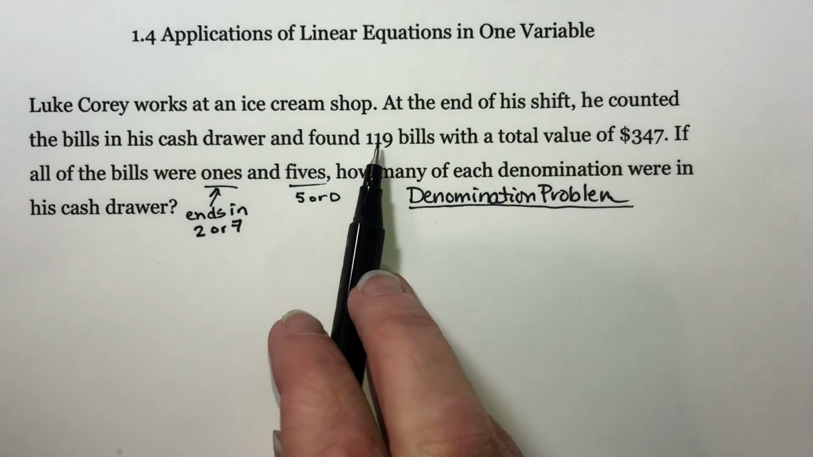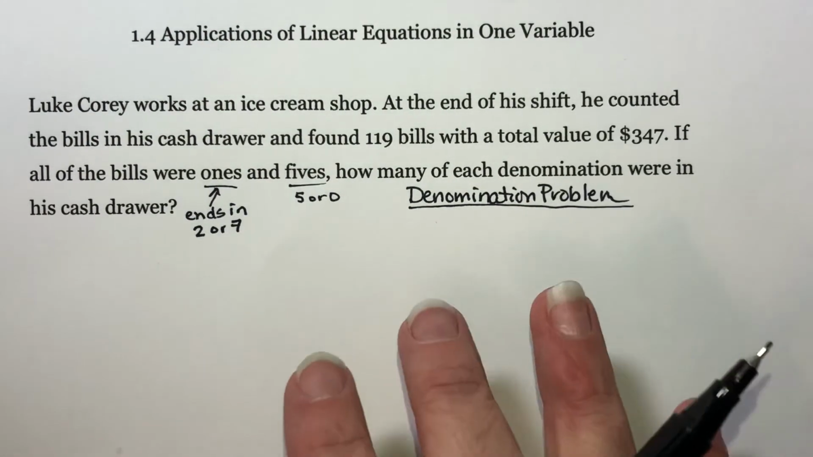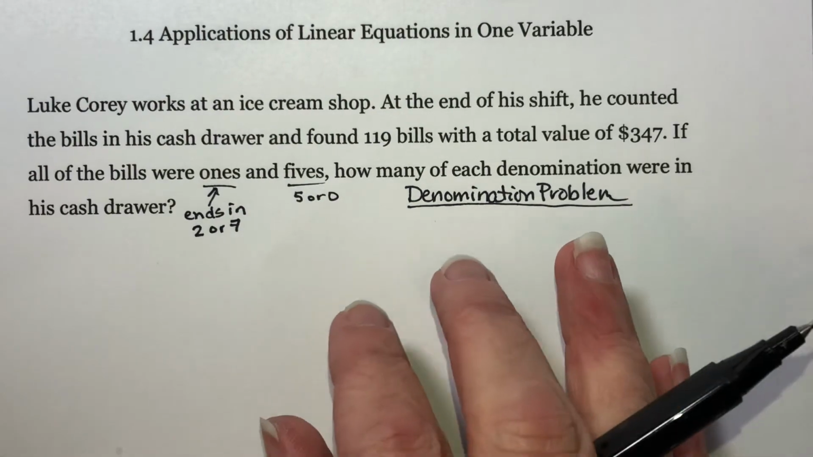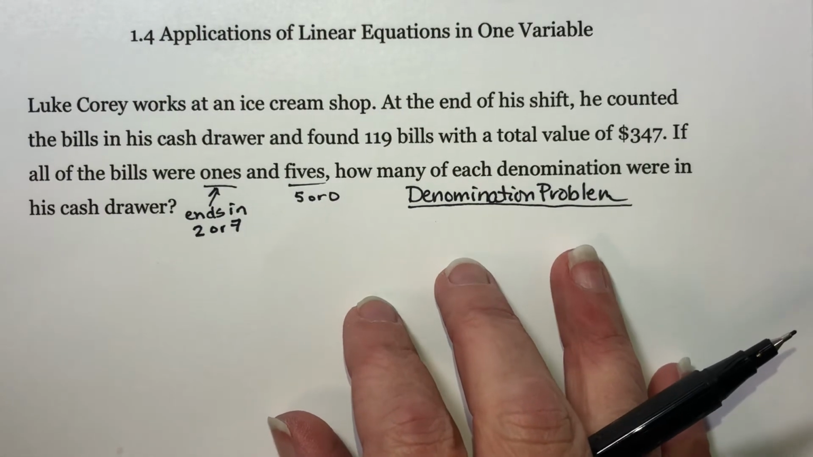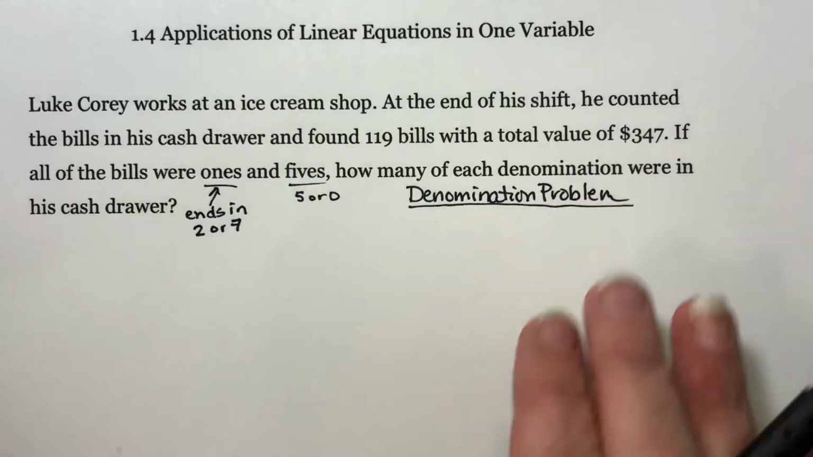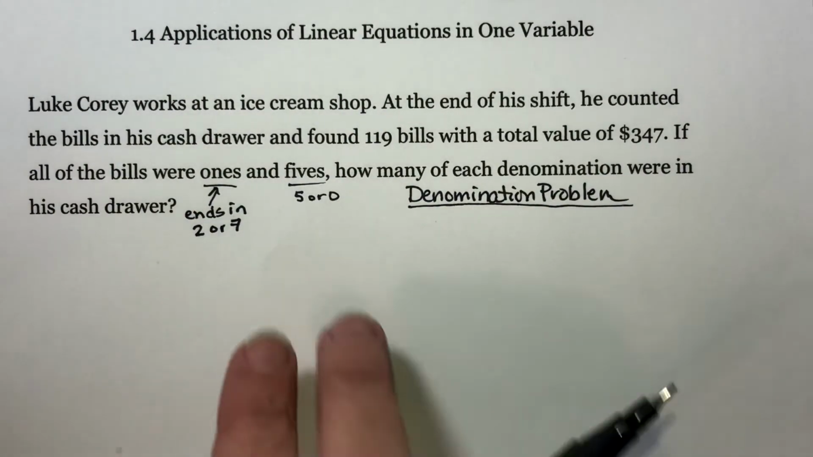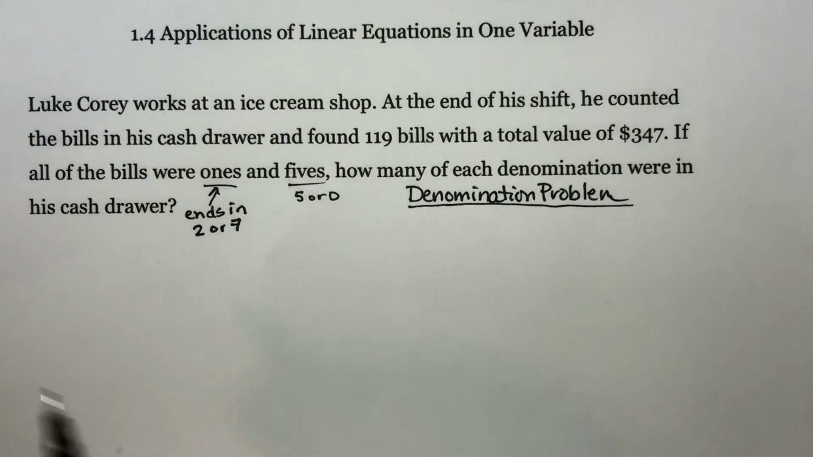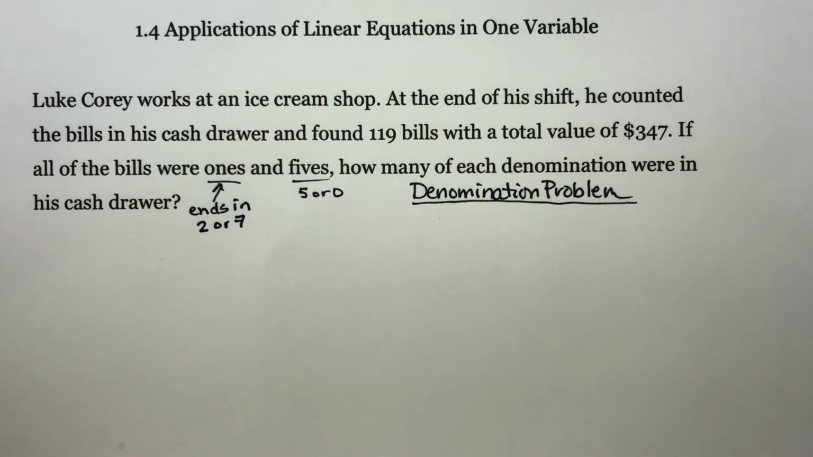Okay, so you don't want to set this up with 2 variables because we don't know how to solve those yet. We'll learn that in a later chapter. Right now, we need to set it up with 1 variable. So I've read through, I kind of understand what's going on. I even have an idea of what to expect. Let's start organizing this information.